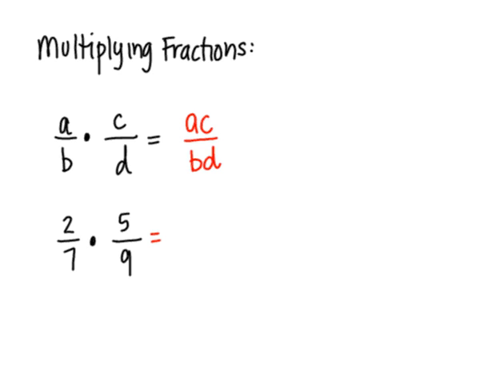But in my fraction here, I have 2/7 times 5/9. So 2 times 5 would give me 10. 7 times 9 would give me 63. And that's how they work. Of course, they will get a little tougher.